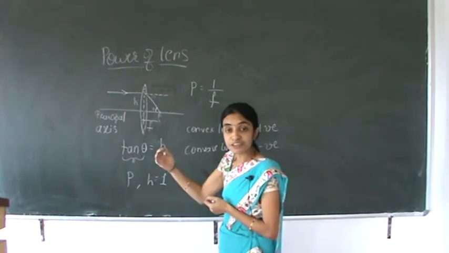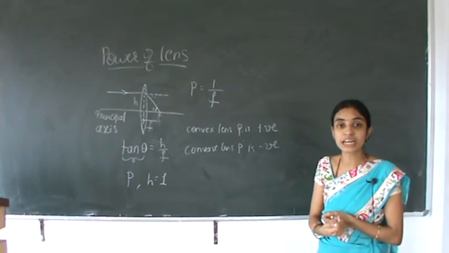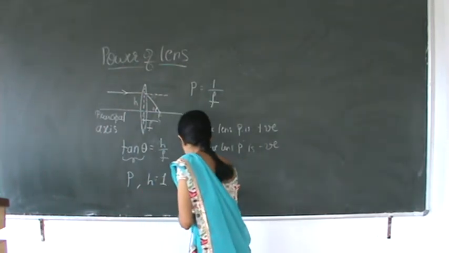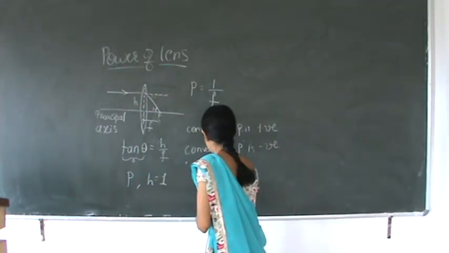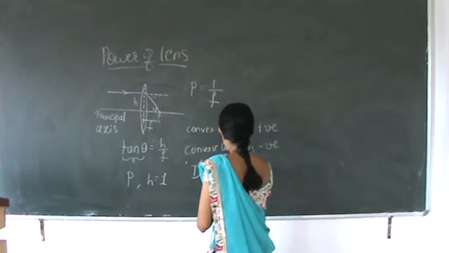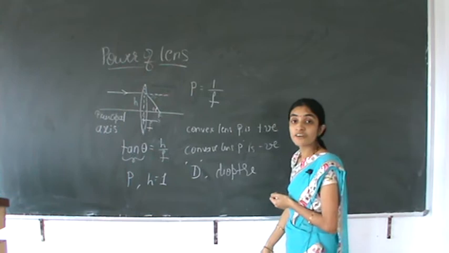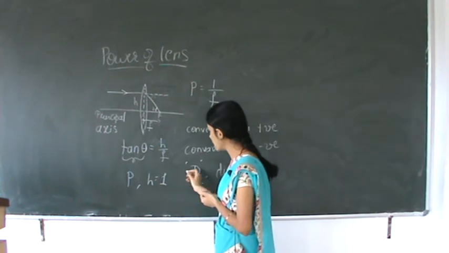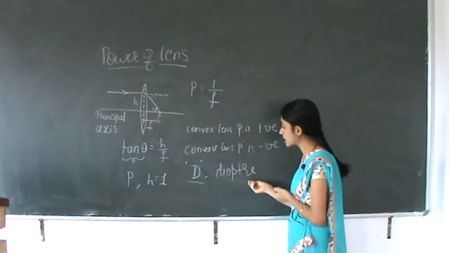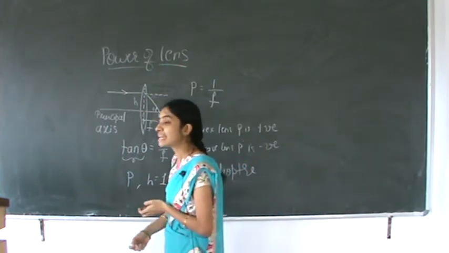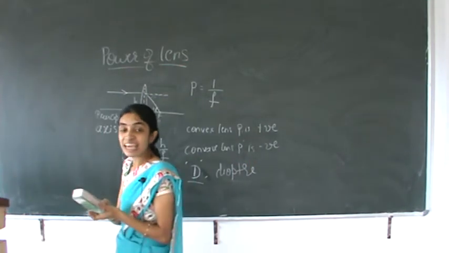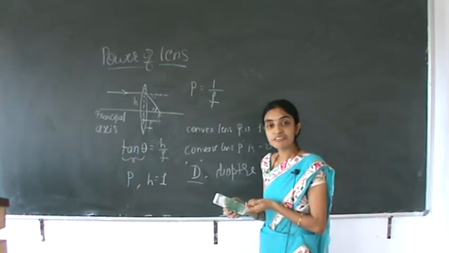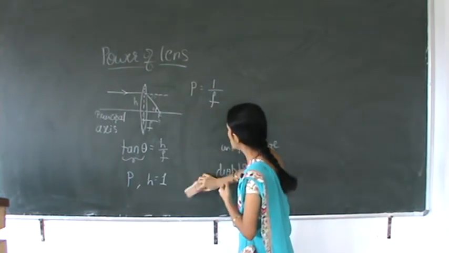So this concept is regarding the power of lens. Here, with the focal length in meters, the SI unit of the power of lens is the diopter. You can write simply D or the full word diopter. Next, what happens if two lenses are kept in contact?